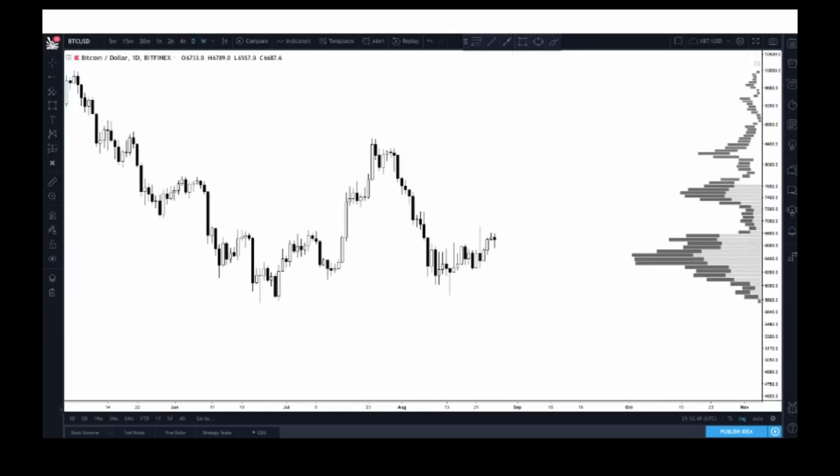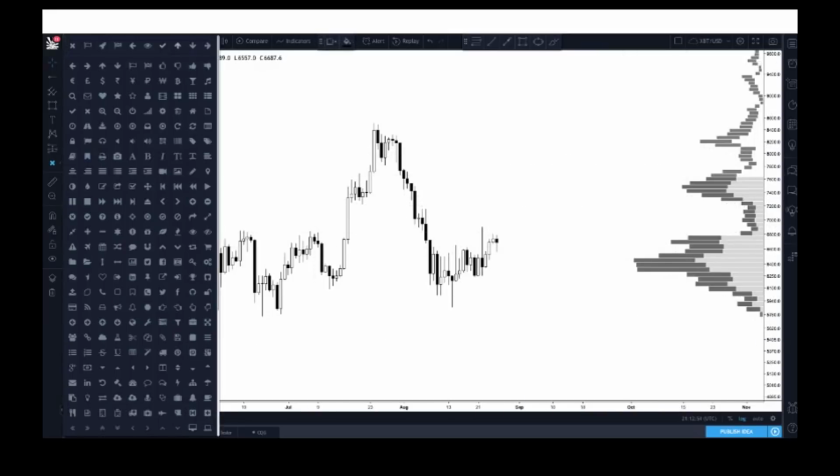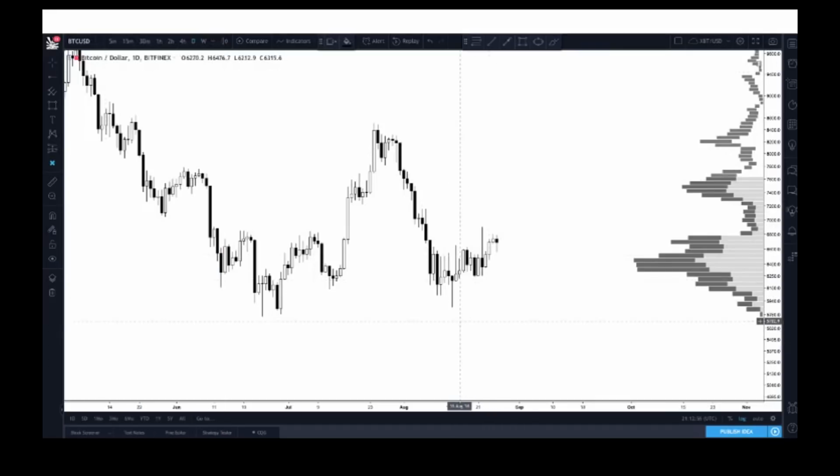Okay, so on the daily, there would be quite a bit of things that I would be marking up. First of all, let's just start off with our liquidity. Let's look at these lows over here.